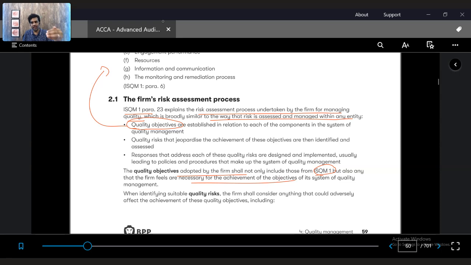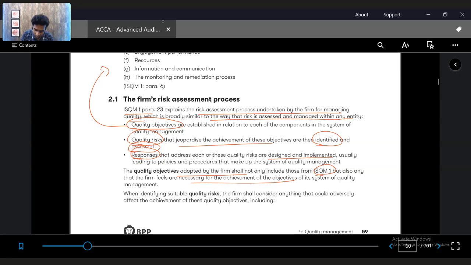Once they identify the quality objectives, the second step is to identify the risks that might jeopardize the firm achieving the objectives. So the risks have to be identified and assessed. If a risk is identified and assessed, what could be the impact? What could be the impact to the quality? And for all the necessary risks which are assessed, necessary responses have to be designed and implemented.